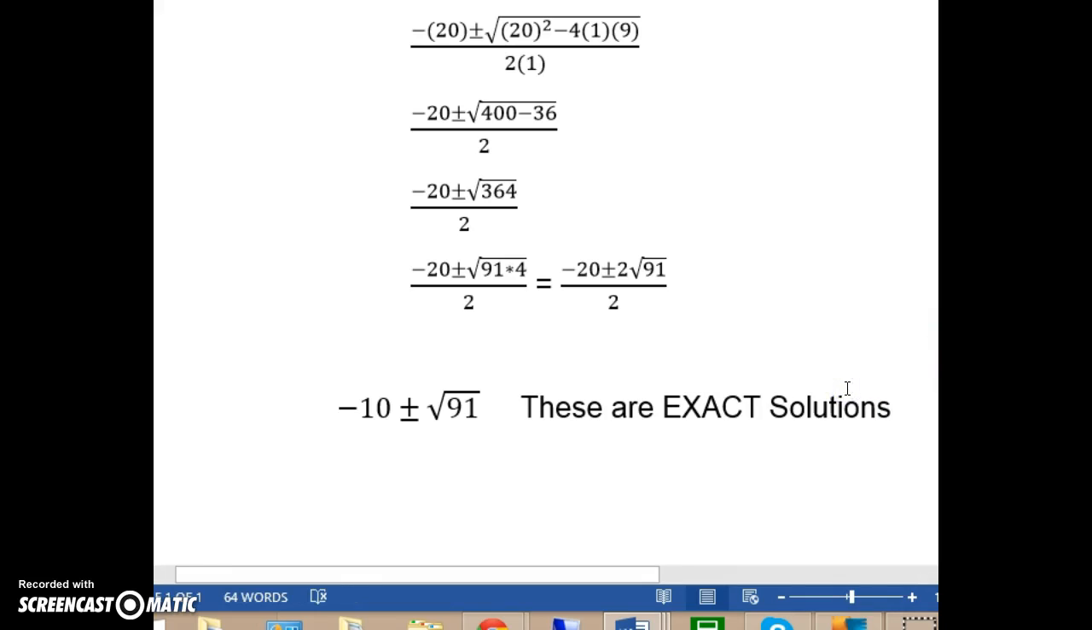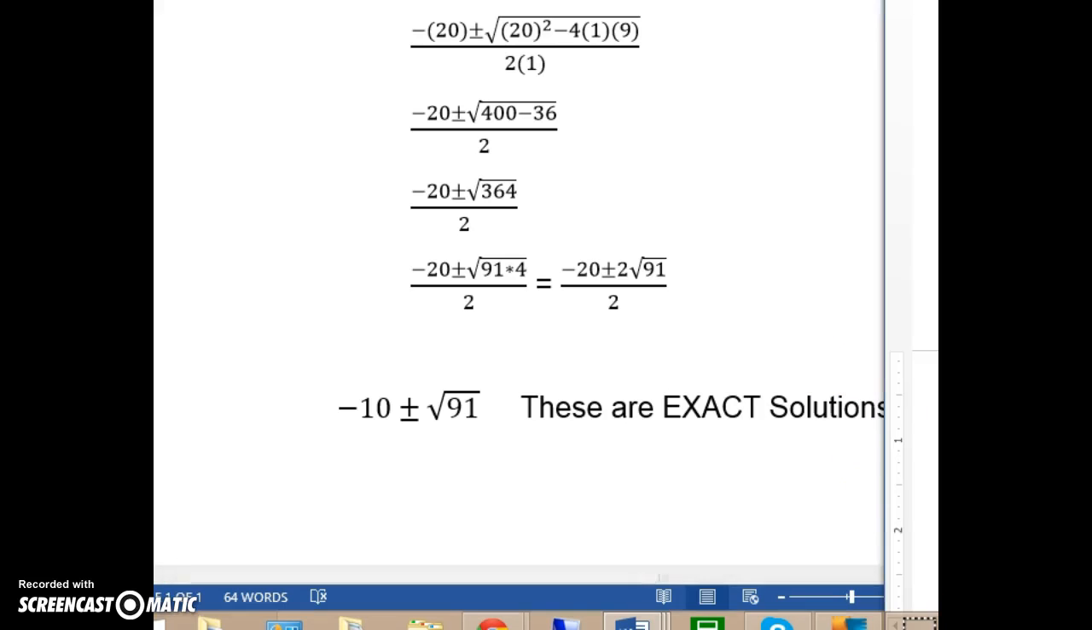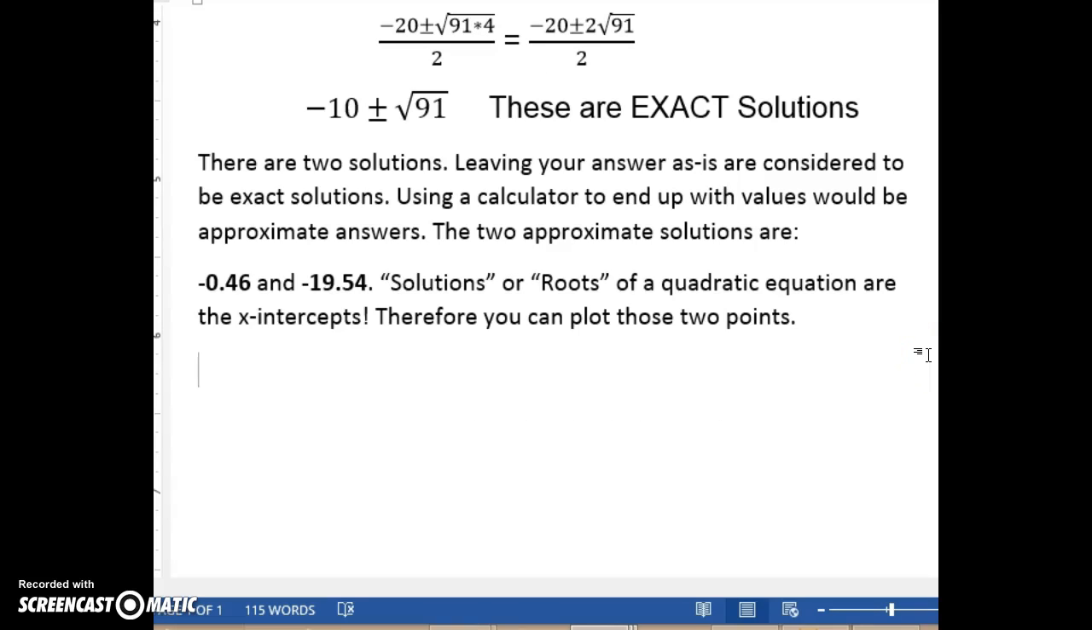These are exact solutions. 91 is not a perfect square, which is why these are exact solutions. If you are asked in MyMathLab to approximate the solutions, that's when you can use a calculator. When you plug these values into your calculator using the correct order of operations, you should end up with two solutions, -0.46 and -19.54. Those are the solutions, also known as the roots of the quadratic equation.